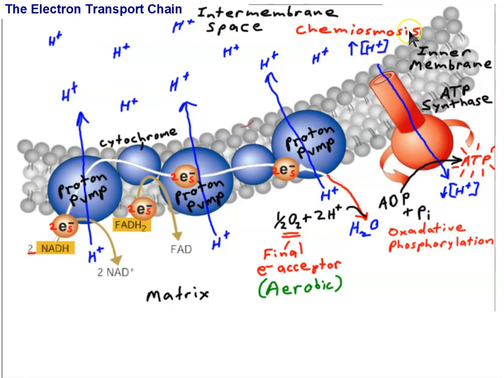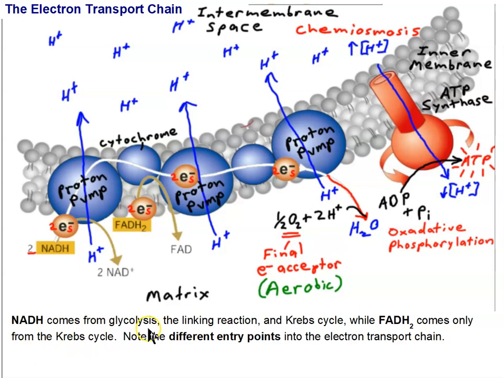And then the other thing to note here is that this process, as it was in the light-dependent reactions of photosynthesis, is known as chemiosmosis. The diffusion of hydrogen ions through ATP synthase to make ATP is referred to as chemiosmosis. So NADH comes from glucose, from glycolysis, the linking reaction, and the Krebs cycle, and FADH2 comes only from the Krebs cycle, if you'll recall. But they have different entry points in the electron transport chain, so they're delivering different energies to pump protons.